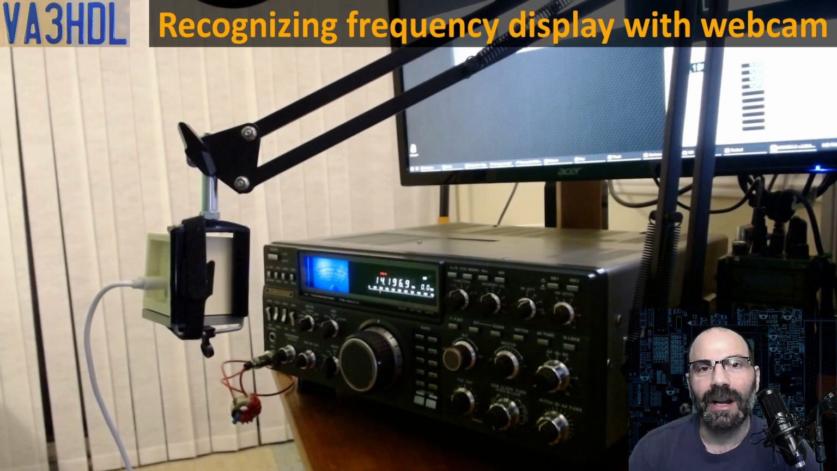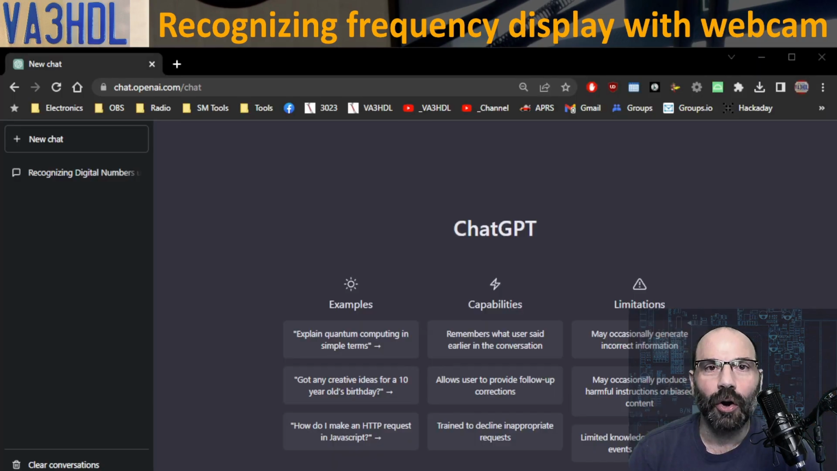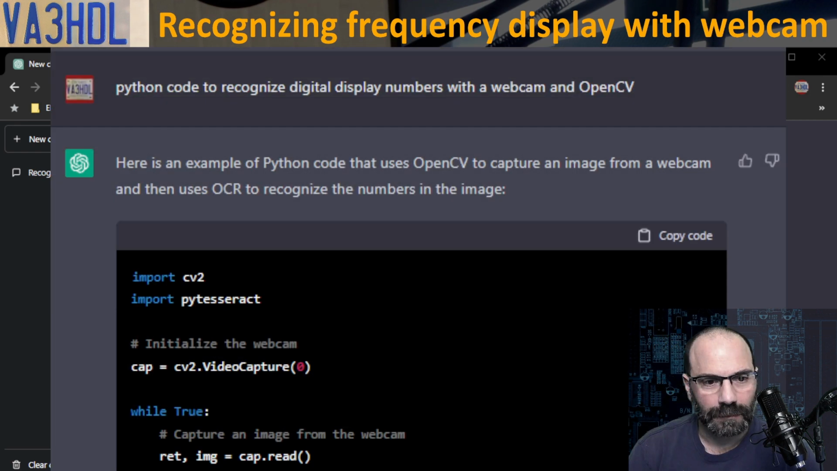So I said, I'm going to give it a try to this new tool you heard about recently, called ChatGPT. That is OpenAI.com, and it's a chat that has a back end based on artificial intelligence. So I went here to that chat and I put this line: Python code to recognize digital display numbers with a webcam and OpenCV. OpenCV is the library for Python that I'm using for computer vision. CV means computer vision.